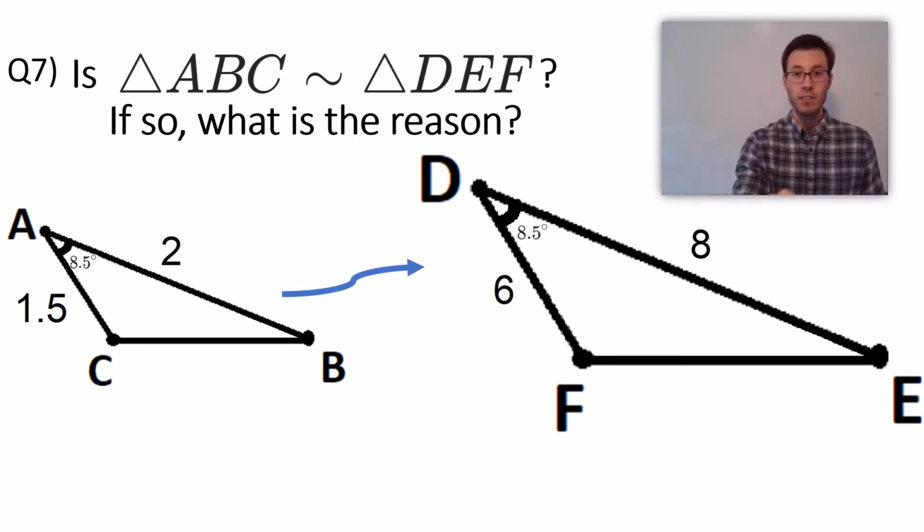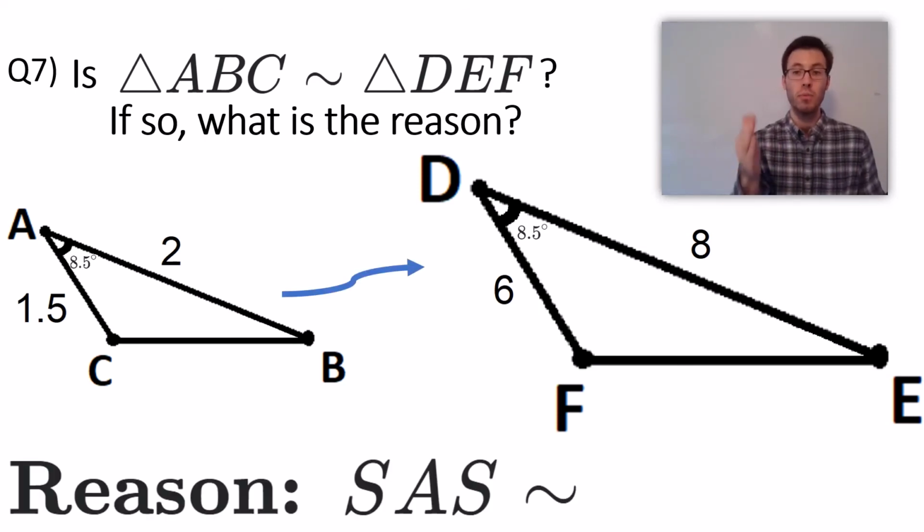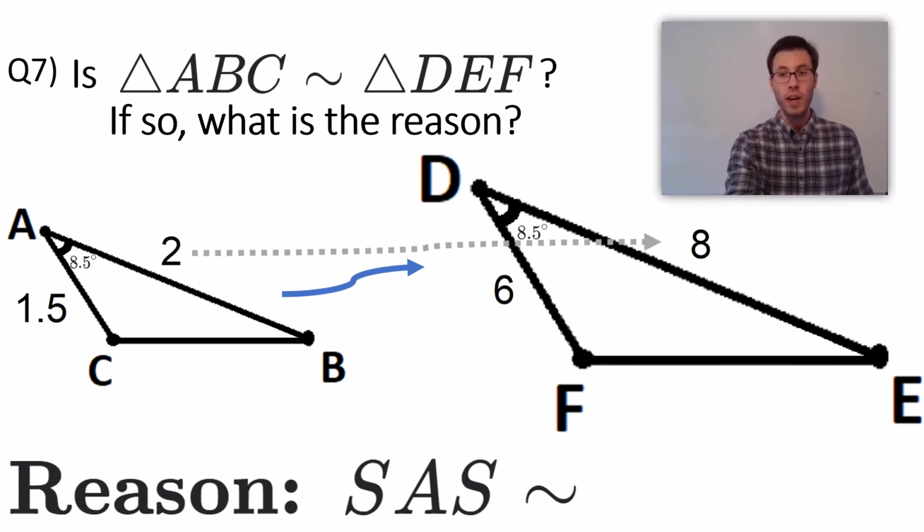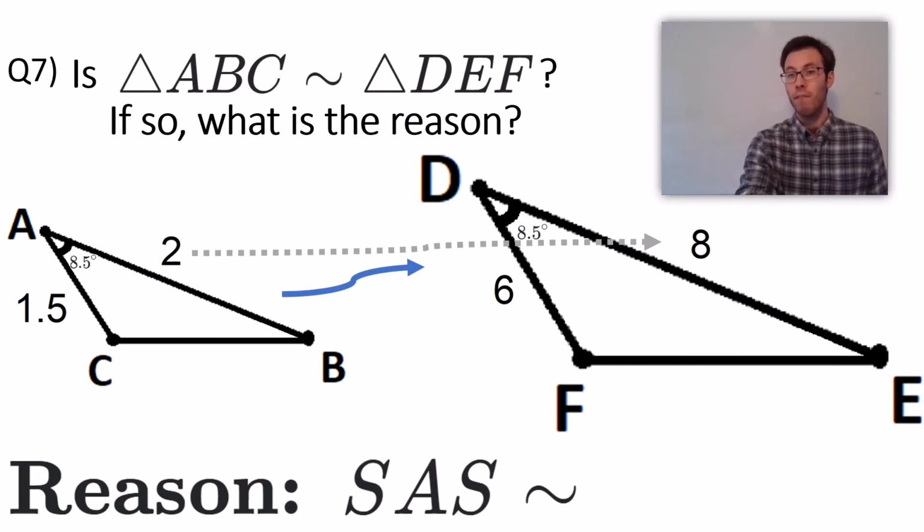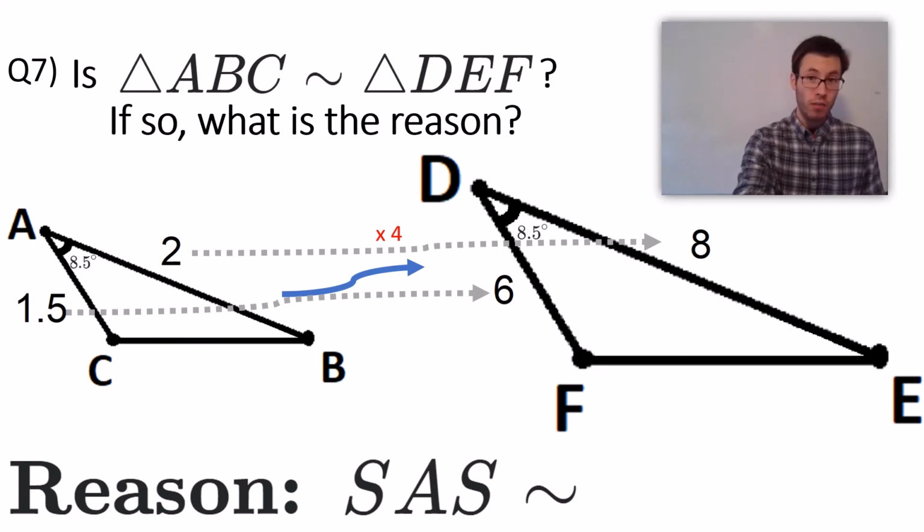If I was going to guess, I would say this transformation is side angle side. Notice, when I take 2 and multiply it by the scale factor 4, that gives me 8. If I take 1.5 and multiply that value by 4 as well, that will give me 6. So those sides are proportional to each other by the same number, directly proportional, by 4.